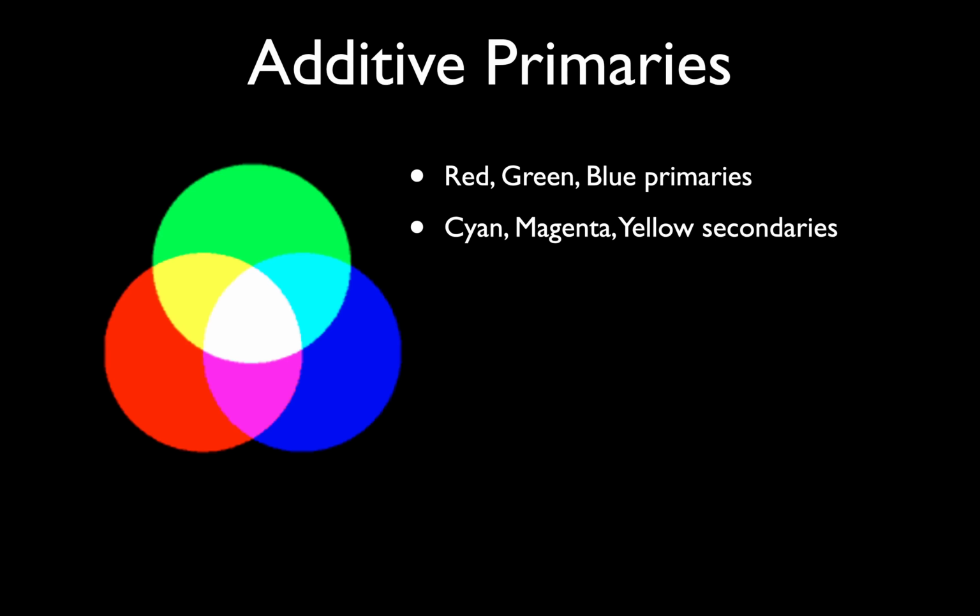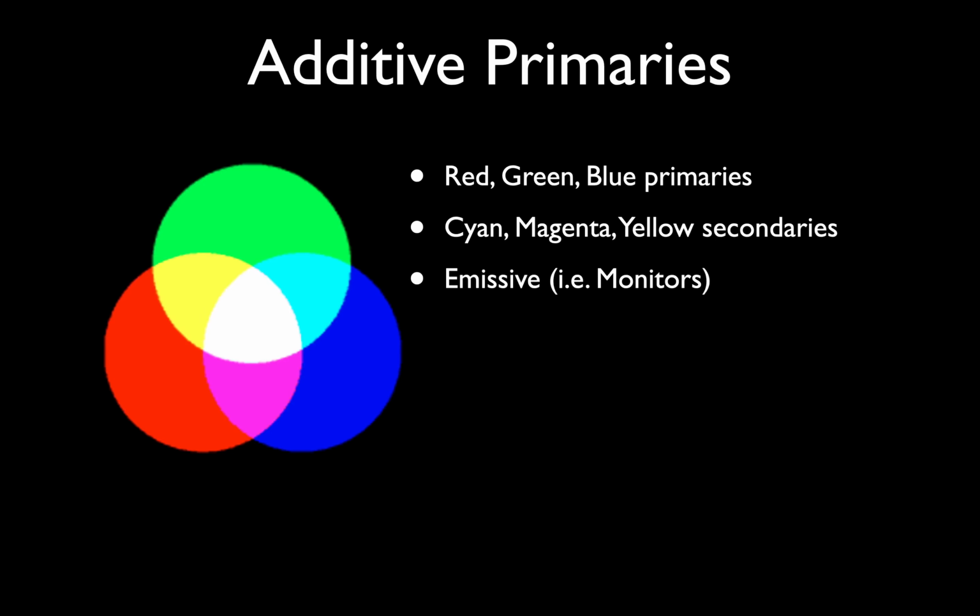Where the green and the red overlap, you get the secondary color yellow. Where the red and the blue overlap, you get the secondary color magenta. Where the blue and the green overlap, you get the secondary color cyan. And where all three of them overlap, you get neutral gray. At maximum intensity, this neutral gray is white. Does this make sense, everybody?